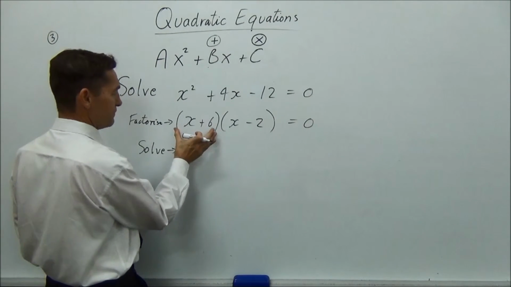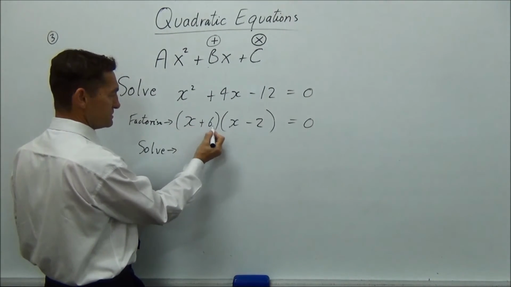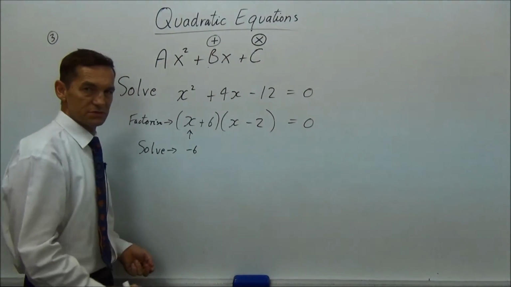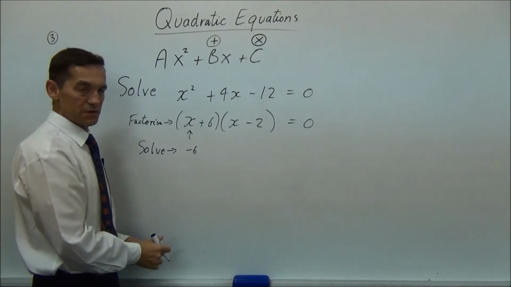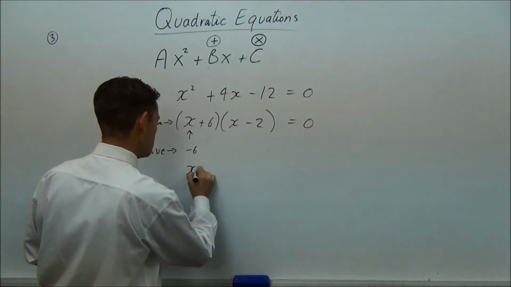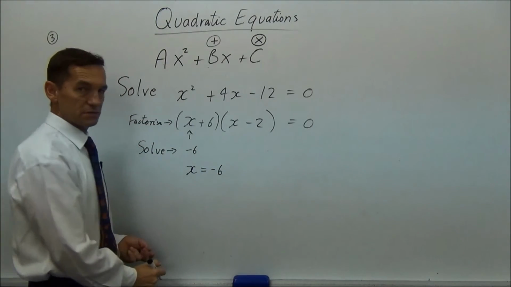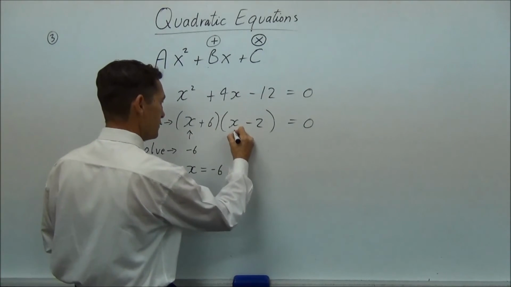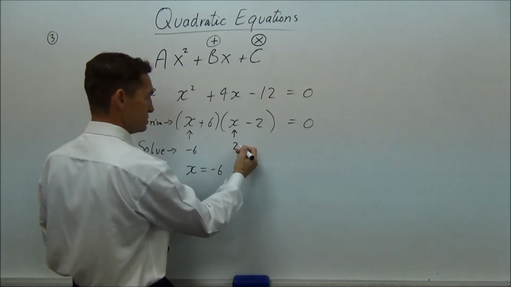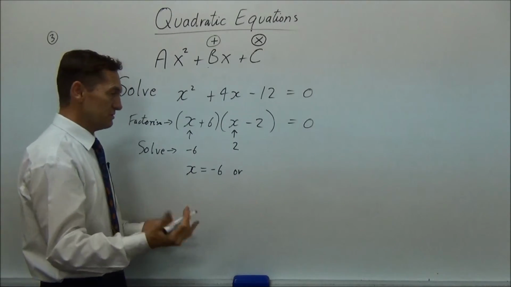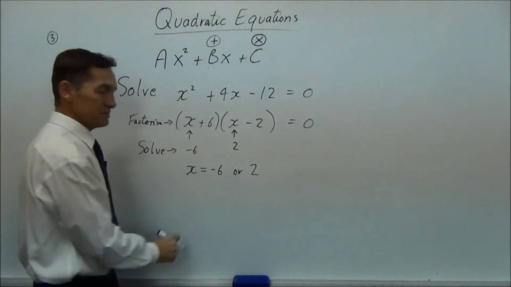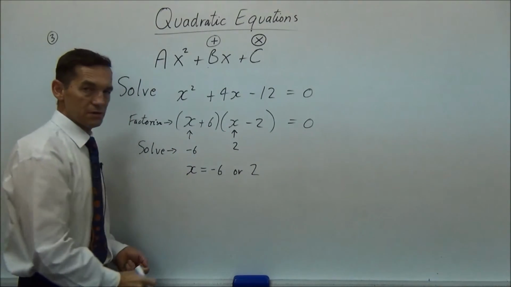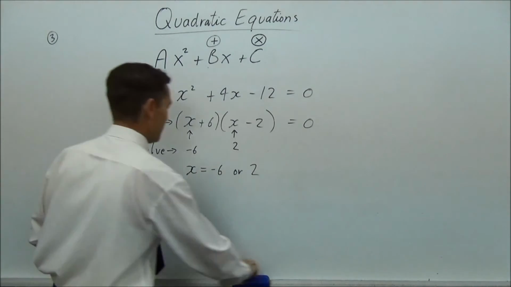Let's do that. If this is 0, x plus 6 is 0. Well, that must be minus 6. There's no other choice. Minus 6 plus 6 is 0. So to solve it, x must equal minus 6. Or, what else does x equal? Pretty easy. That must equal positive 2, because 2 take away 2 is nothing, it's 0. So that is our solution. Our solution is when these brackets equal 0. Let's do another one.